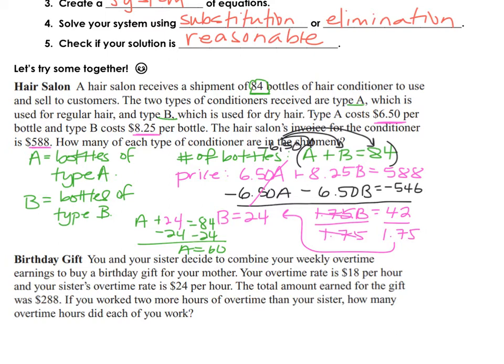I had to zoom out a little bit so that we could write our final answer. For this answer to be reasonable, let's take a look at our final solution. We were asked how many of each type of conditioner are in the shipment. So we know that there are 60 bottles of type A, and there are 24 of type B.